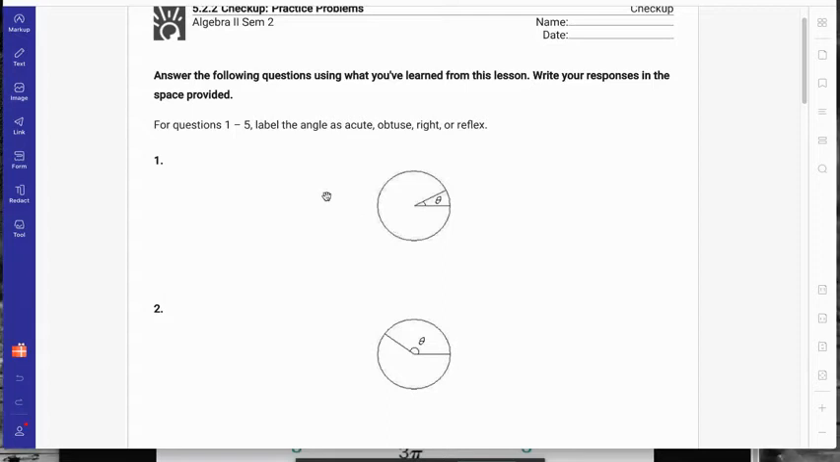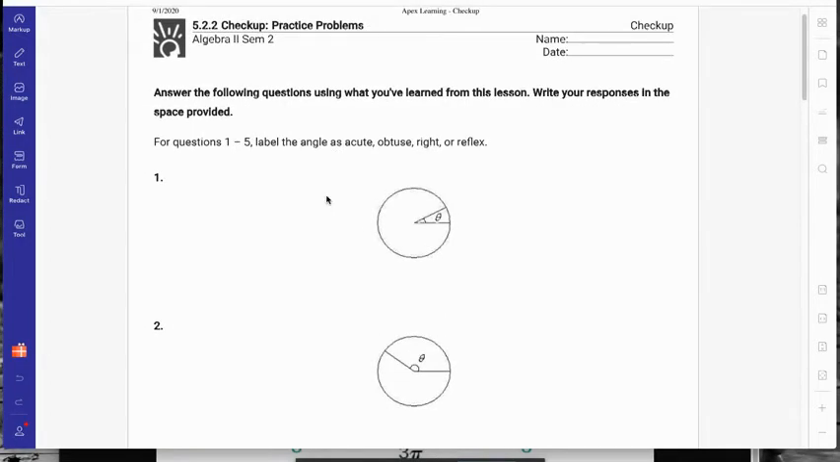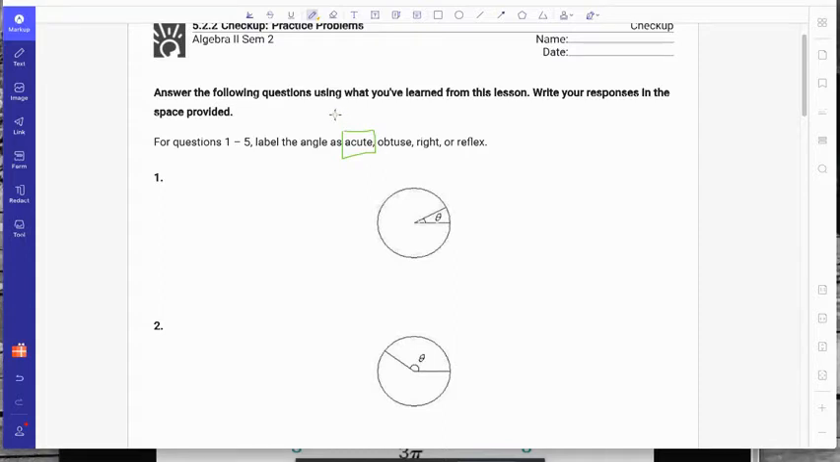Tonight we're working on 5.2.2 checkup problems, which is the angles and radians topic in Algebra 2 Semester 2. So first, we should probably describe what acute means. Acute is greater than 0 and less than 90, so it's between 0 and 90.